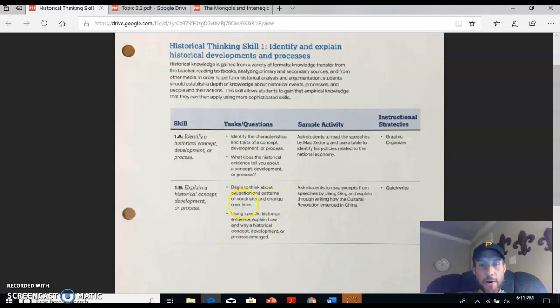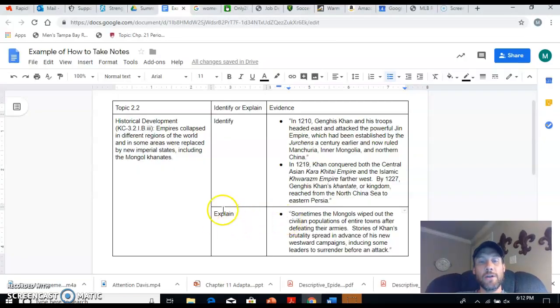this part right here, which is begin to think about how causation and patterns of, the second part here, using specific historic evidence to explain how and why a historical concept, development, or process emerged, right? So I have this explain part right here, and you can see I took this quote and I typed it in because this is more of an explanation as to why did these things happen, right? This quote is explaining why this is going on. Okay, so let me show you where I got those quotes from.